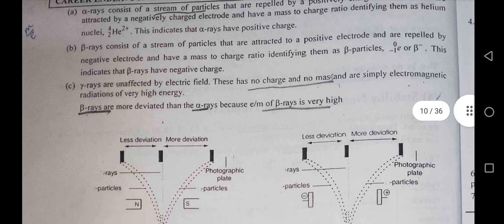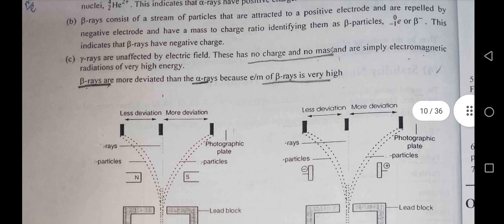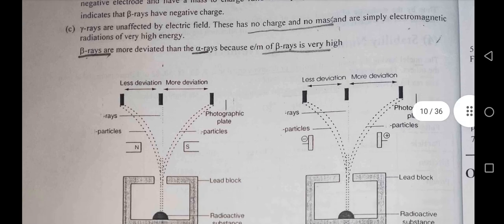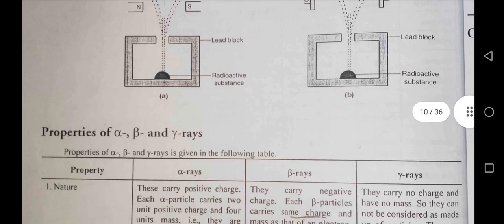Beta rays consist of a stream of particles that are attracted to a positive electrode and repelled by a negative electrode, and have a mass to charge ratio identifying them as beta particles. This indicates that beta rays have negative charge. Gamma rays are unaffected by an electric field. They have no charge and no mass, and are simply electromagnetic radiation of very high energy. Beta rays are deviated more than alpha rays because the e/m of beta rays is very high.